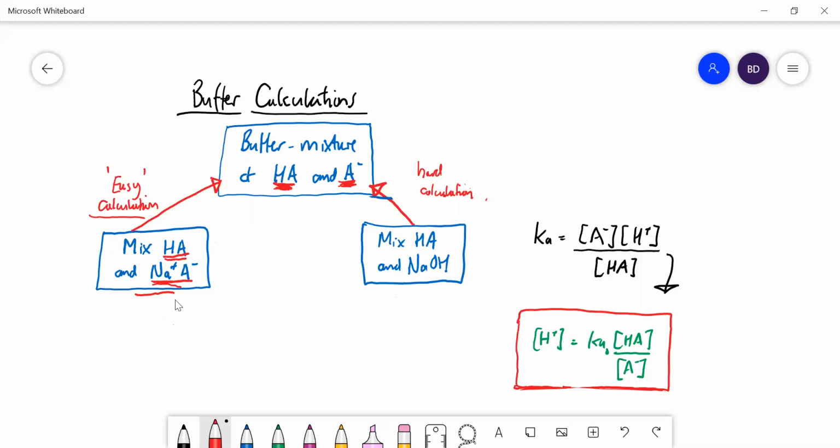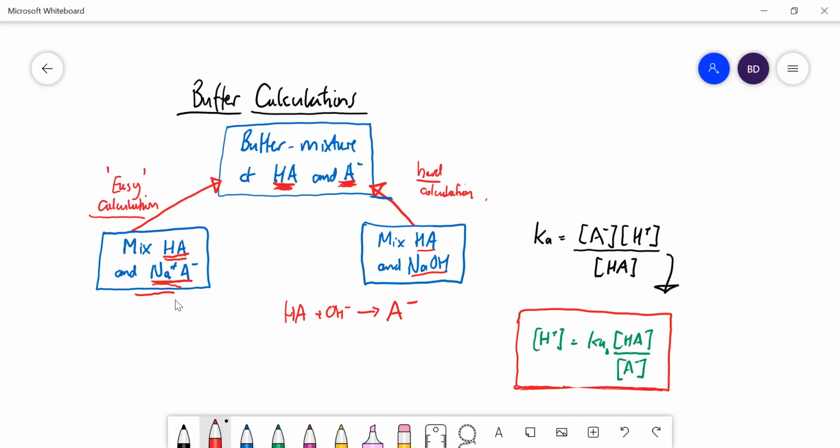Alternatively, a buffer can be made by mixing a weak acid with sodium hydroxide, and then the weak acid reacts with the hydroxide ions to form the conjugate base, and those calculations are a bit more difficult.